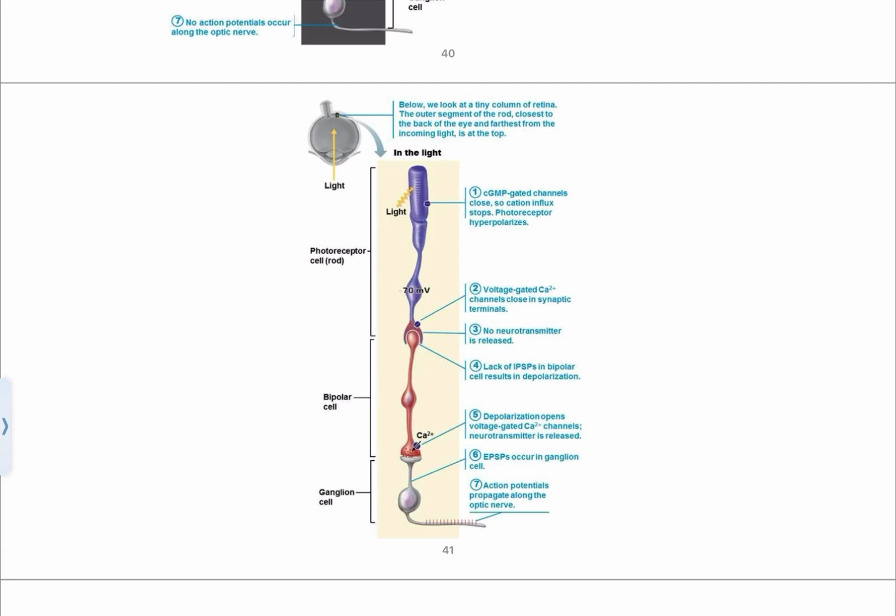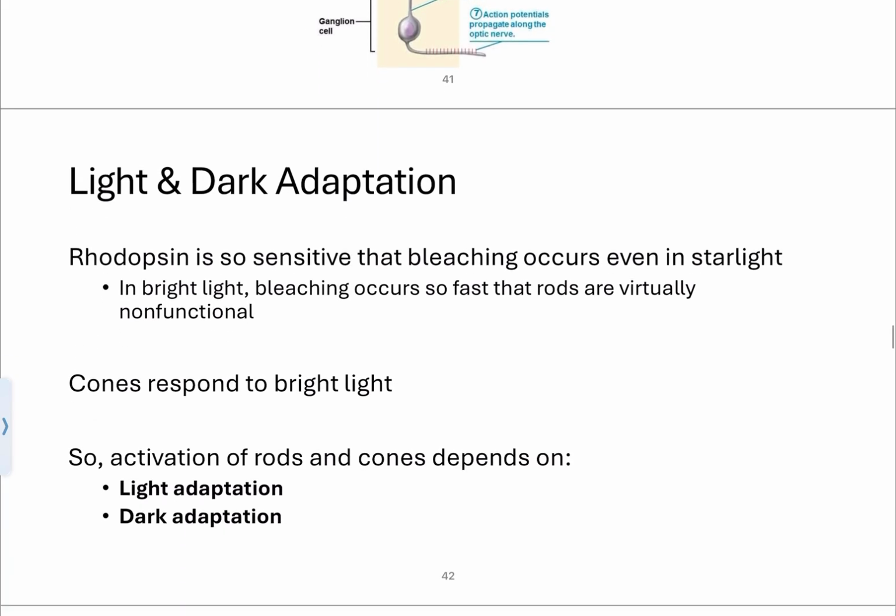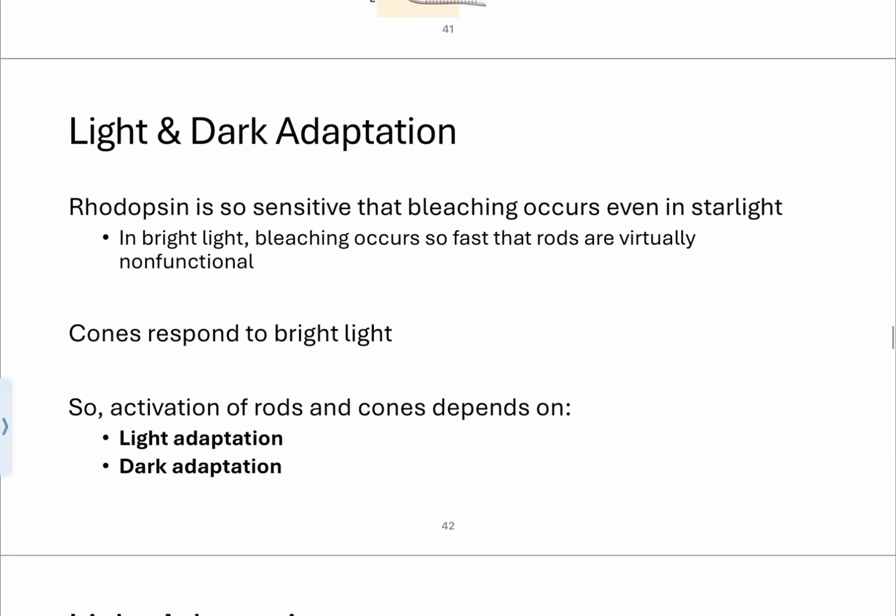And the depolarization in the bipolar cell is going to cause voltage-gated calcium channels to open, which are going to allow calcium to come in, which is going to cause neurotransmitter to be released. So then we are going to send excitatory postsynaptic potentials to the ganglion cell, and we're going to end up getting an action potential that's going to propagate along the optic nerve.